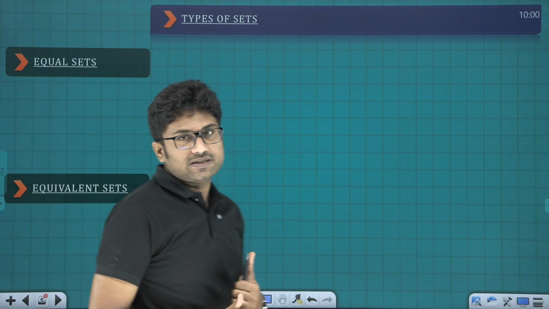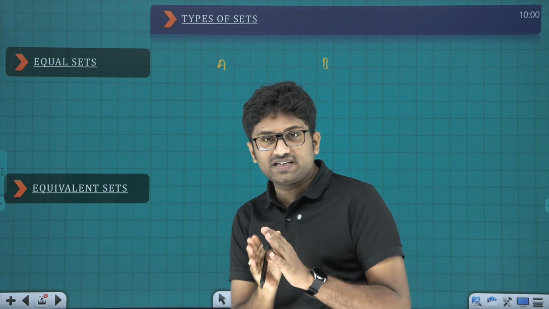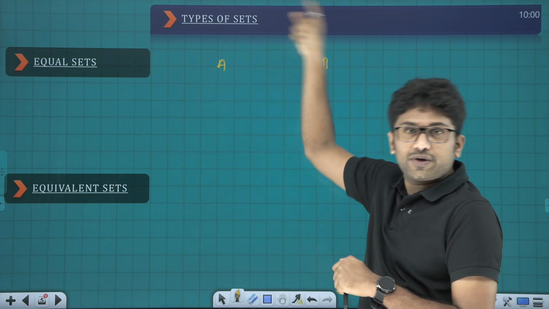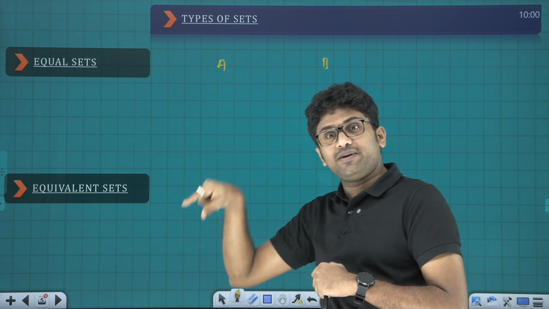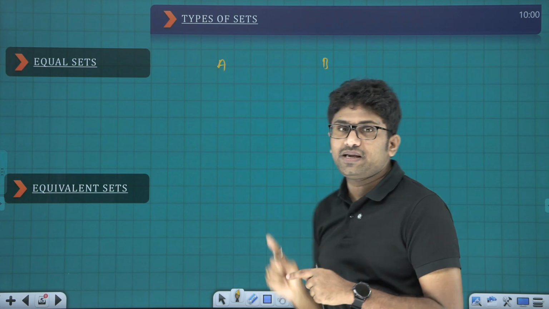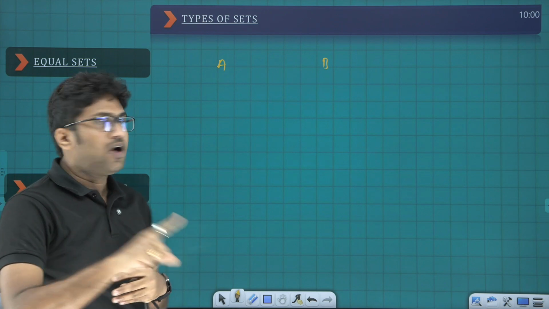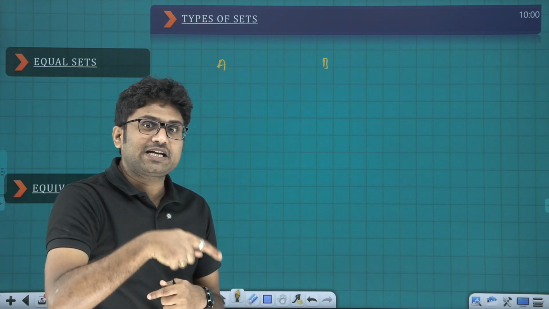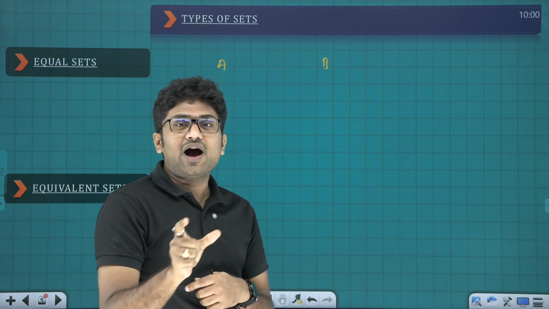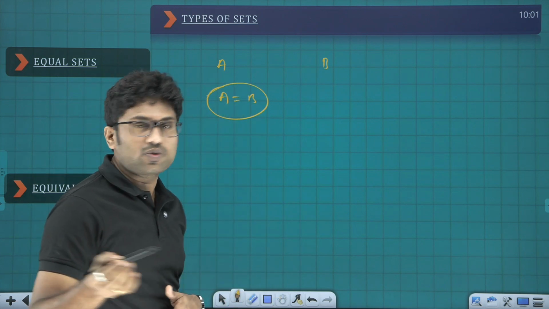Next, equal sets and equivalent sets. Two sets capital A and capital B are said to be equal sets if all the elements in A are also in set B and all the elements in B are also in set A. Equal sets means, I repeat, all the elements of set A are in set B and all the elements in set B are in set A. Then we call capital A and capital B two equal sets and we write A is equal to B, friends. We write A equals B.